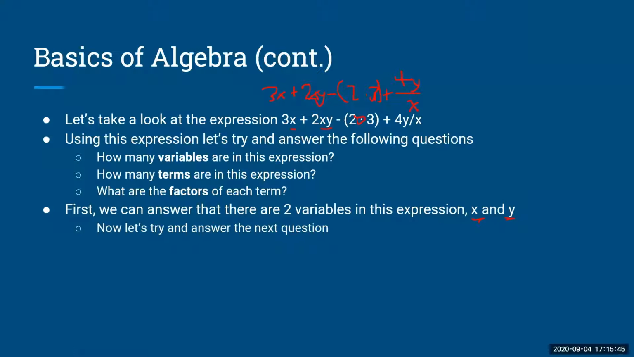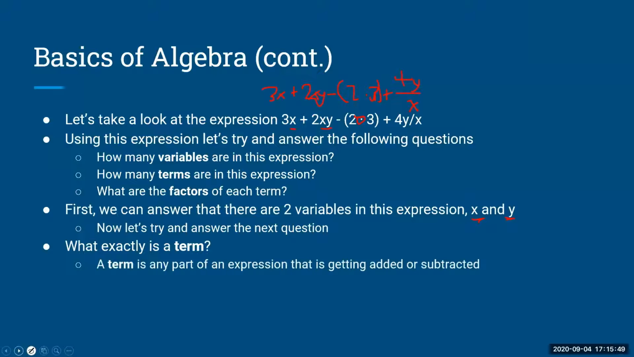Okay, let's try to answer the second question. How many terms? So what exactly is a term? Well, a term is any part of an expression that is getting added or subtracted. How I learned it is that you box your terms. I'll make this cleaner later, but I'll show you.